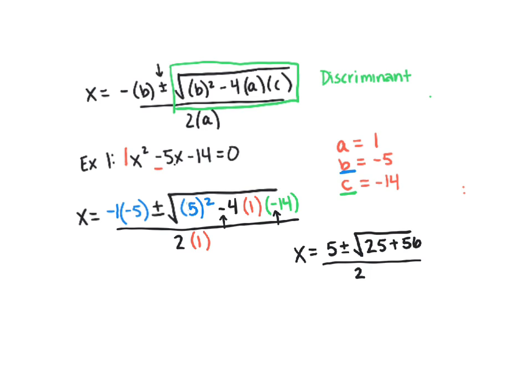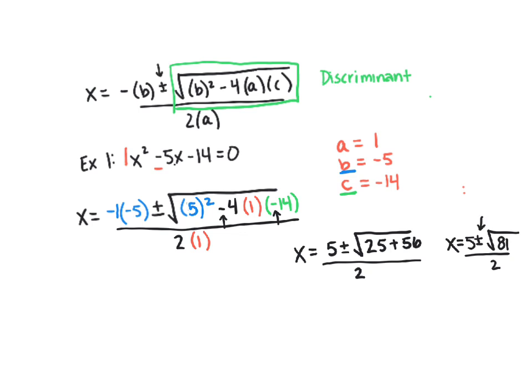Alright, we just have a couple more steps. So now we're going to simplify what's underneath the radical. So we have x equals 5 plus or minus the square root of 25 plus 56 will give us 81 all over 2. Now if we have looked at our square root chart that I posted on Google Classroom yesterday, or if you just know this off the top of your head, you know that the square root of 81 is 9.